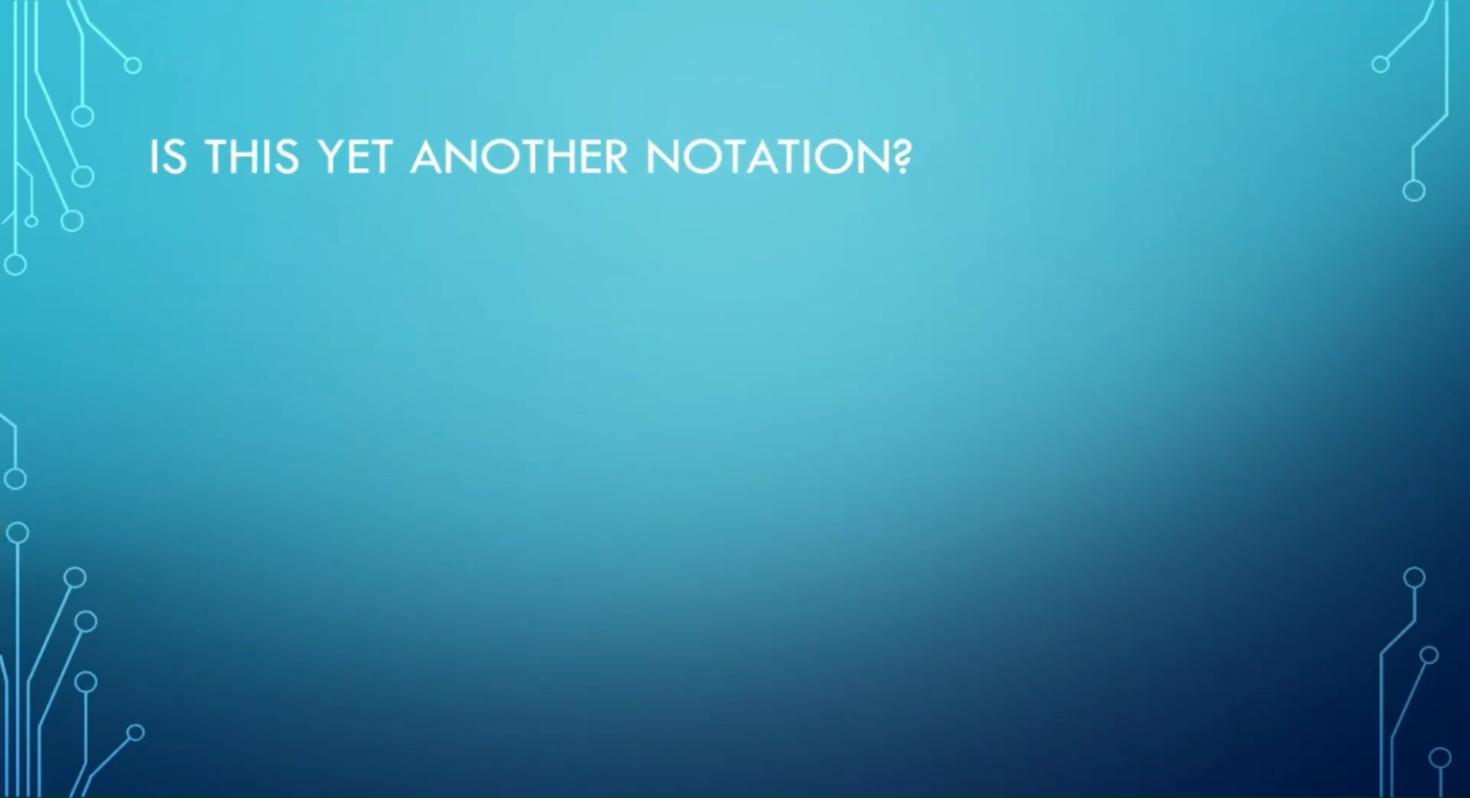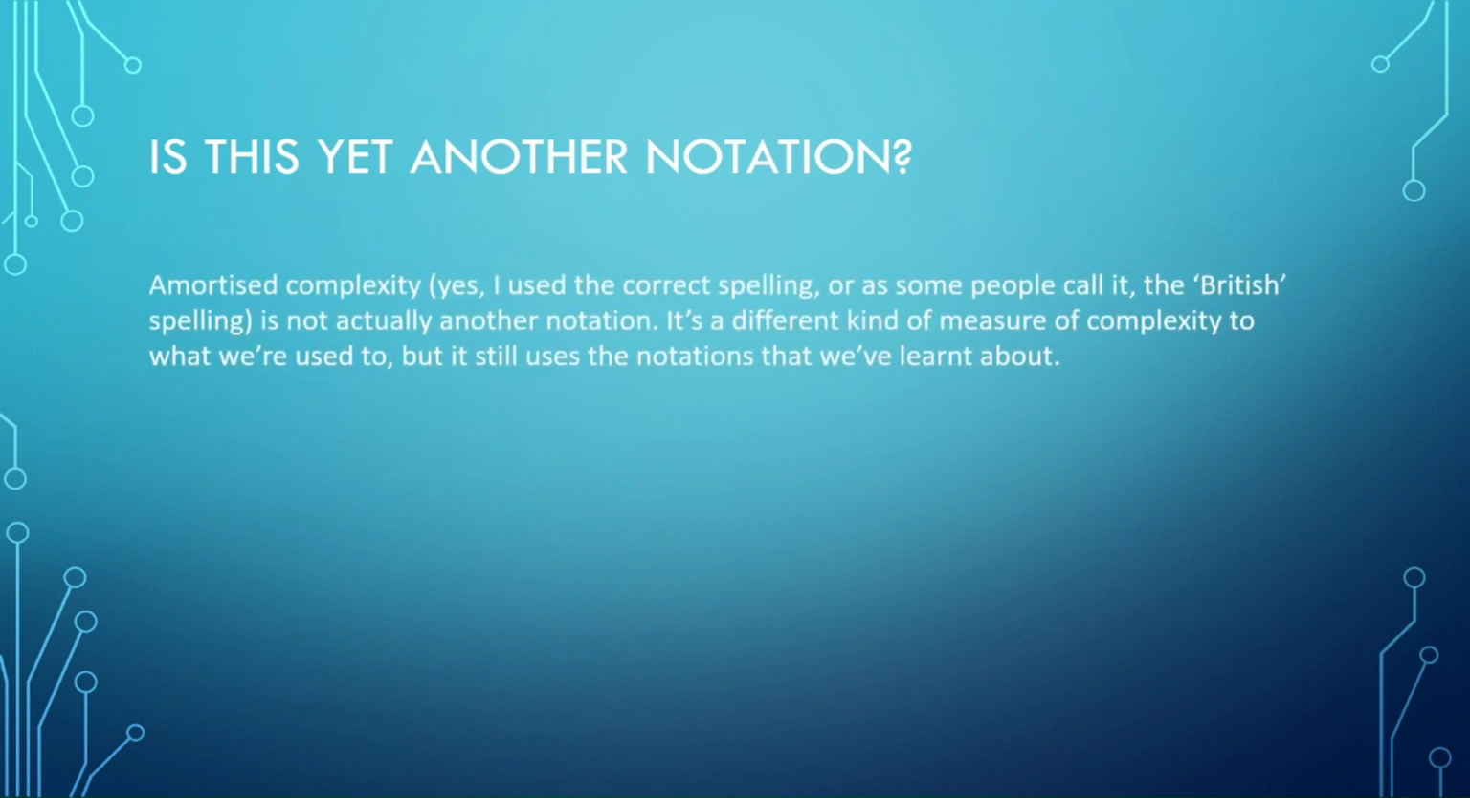So, is this yet another notation? Amortized complexity, yes, I used the correct spelling, or as some people call it, the British spelling, I did not spell it with a Z, is not actually another notation. It's a different kind of measure of complexity to what we're used to, but it still uses the notations that we've learned about, so big O, little o, theta, etc.